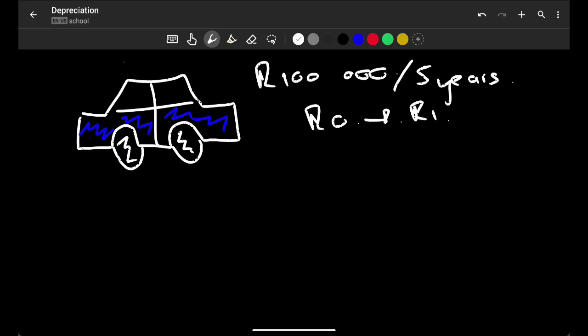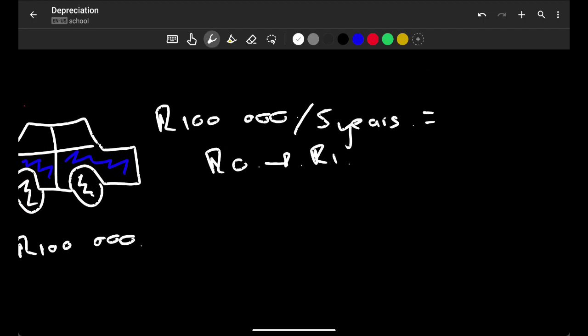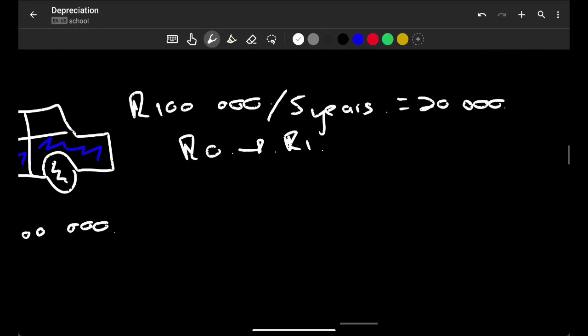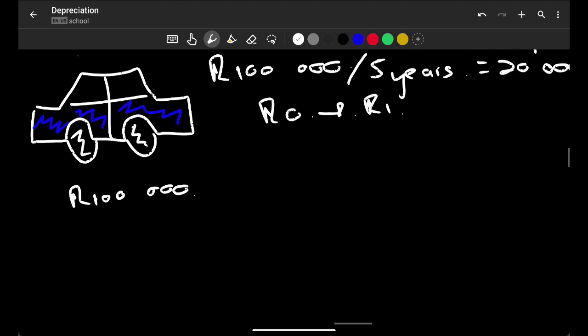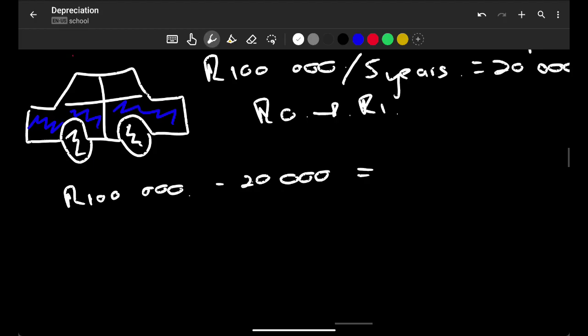So in the first year, let's say we're doing it on the straight line method, if this car is 100,000 and the depreciation divided by 5 is going to be 20,000. The depreciation every year is going to be 20,000. So meaning that first year, 20,000 depreciation, the value is 80,000.